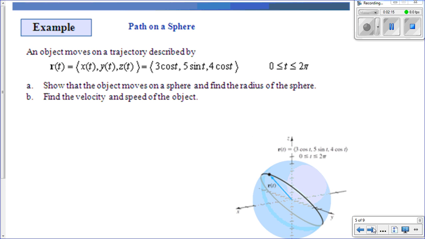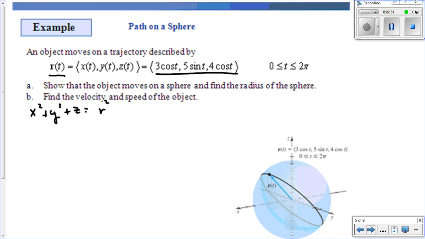Okay, now let's look at a trajectory described by this. What I want to do is show that the object moves on a sphere. Now, if we're told that this is the trajectory of the object, we just need to find that it actually satisfies the equation of a sphere. Well, remember the equation of a sphere: x squared plus y squared plus z squared has to equal some constant, which ends up being the radius squared. So let me just use r.